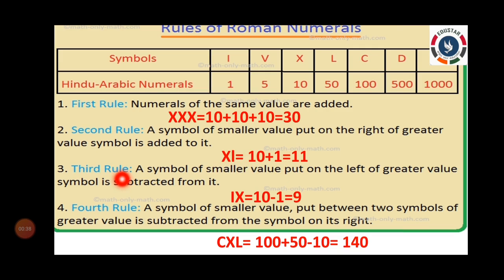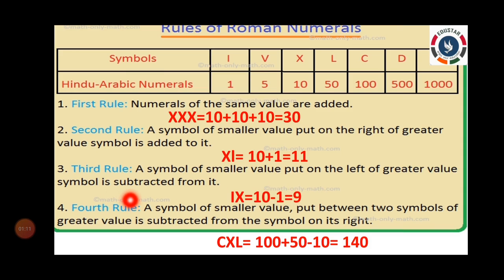And then rule 3: a symbol of smaller value put on the left of the greater value symbol is subtracted from it. See here, the same thing. First the smaller value, then following the bigger value means we want to subtract the 2 values. So first you have to write the bigger value. What is that? X, that is 10. Then I, that is 1. So you have to subtract the 2 values: 10 minus 1, you get 9.